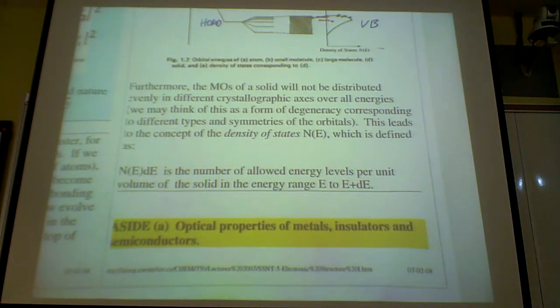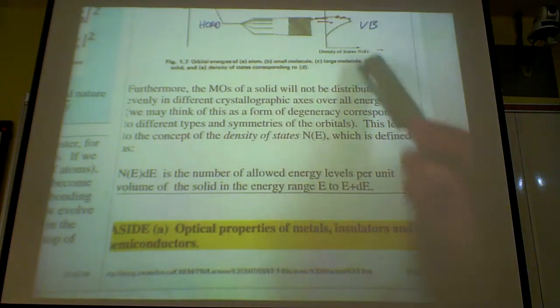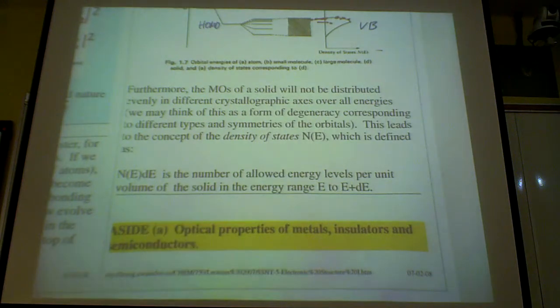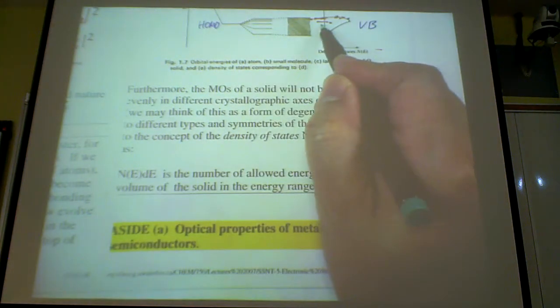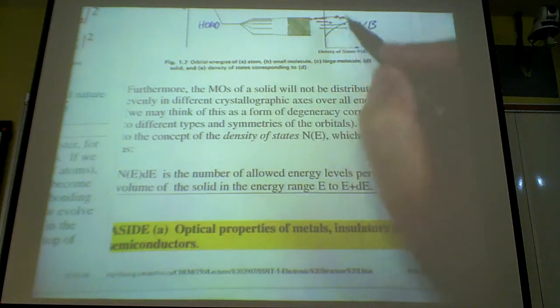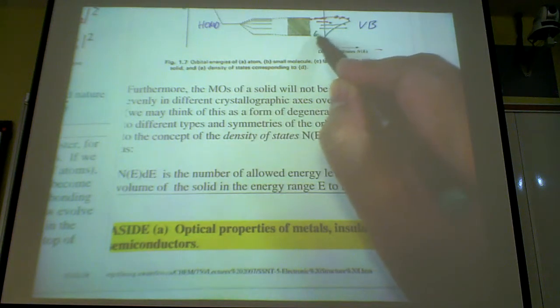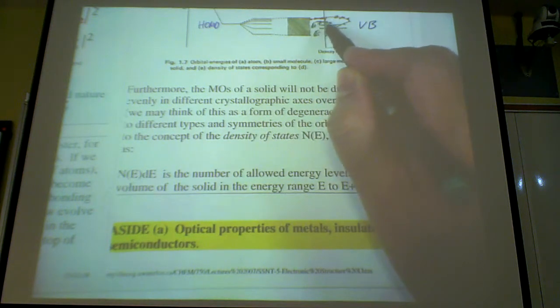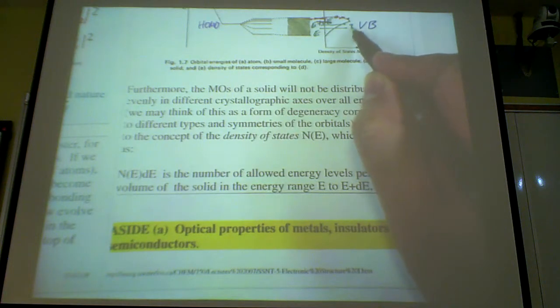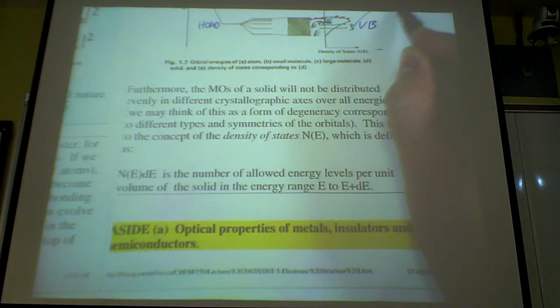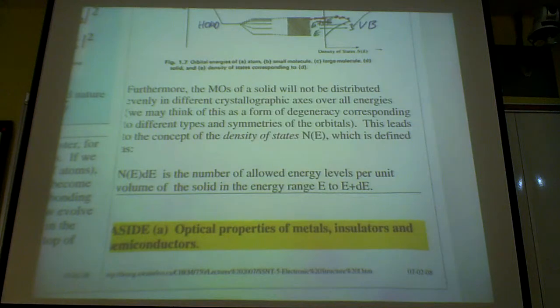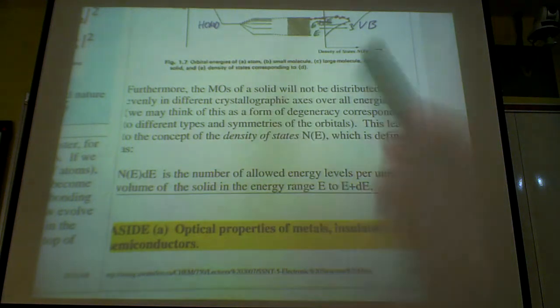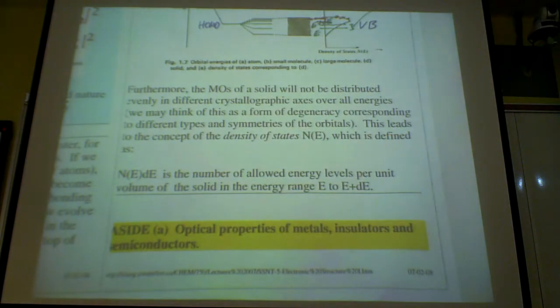If you integrate, so this is N(E) dE. How do you think about it, right? I take a slice off, and this is E, and this is E plus dE, a very tiny slice. This region is dE, like this, right? And this number, if I combine it together, corresponds to the number of allowed energy levels per volume. This is why it's called density.